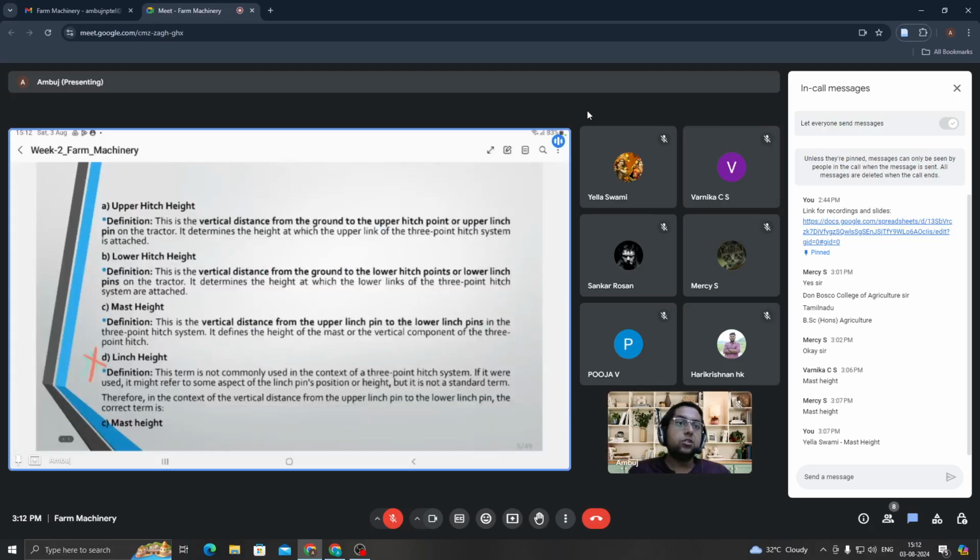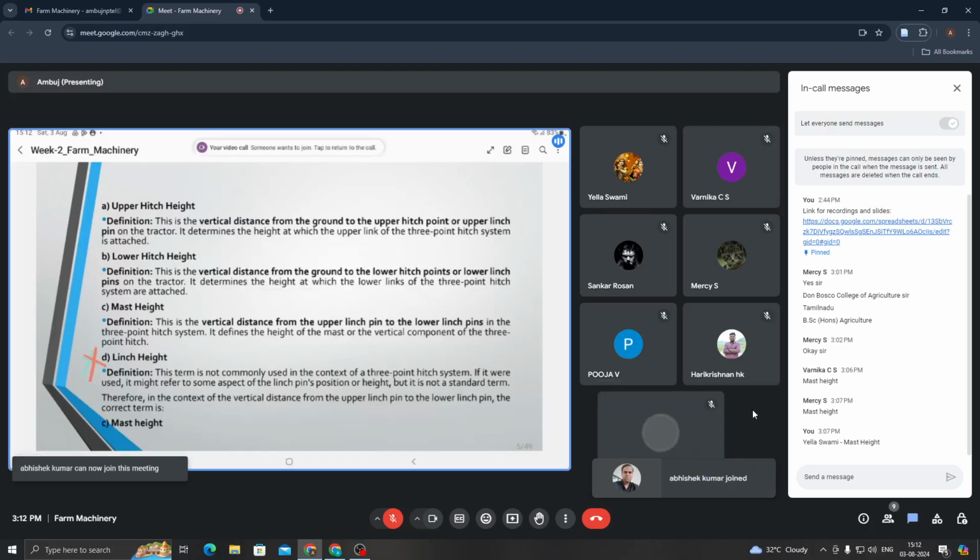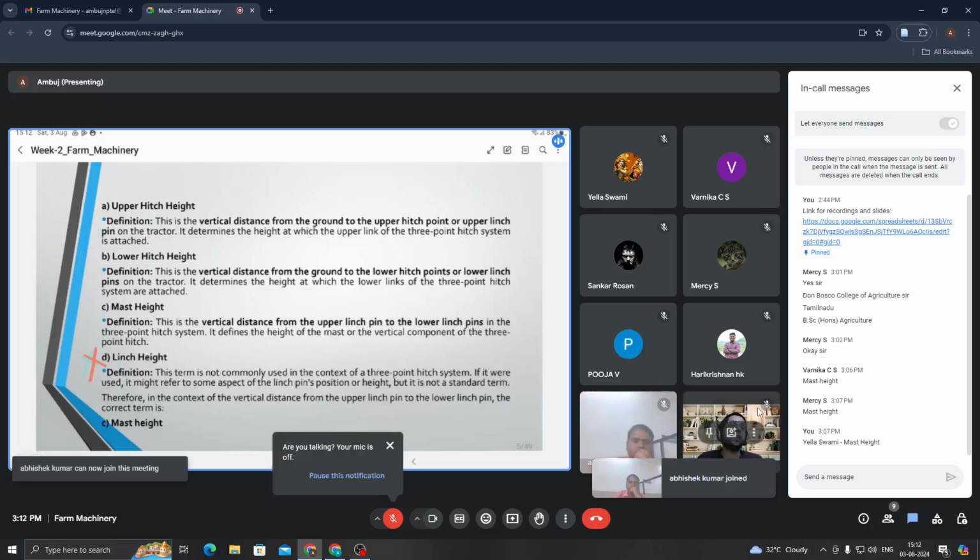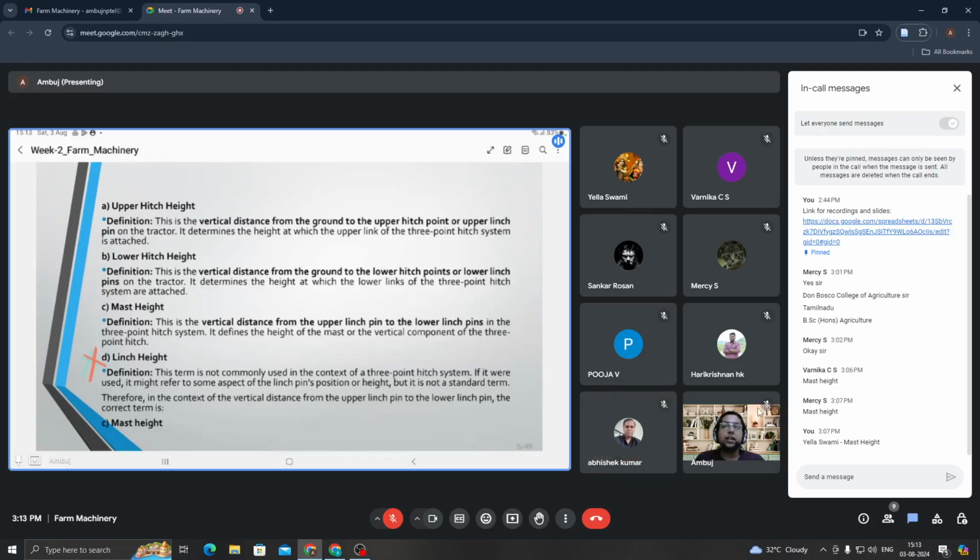And another term was mast height. The vertical distance from the upper linchpin to the lower linchpin is known as mast height. Three particular terms were there, and I have explained all of them to you. Linch height is not a valid term in the case of the 3-point hitch system of a tractor. Are these terms clear?